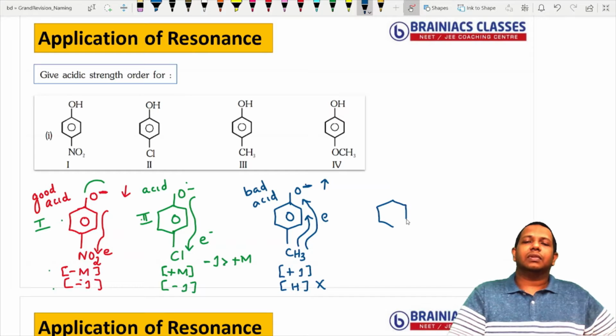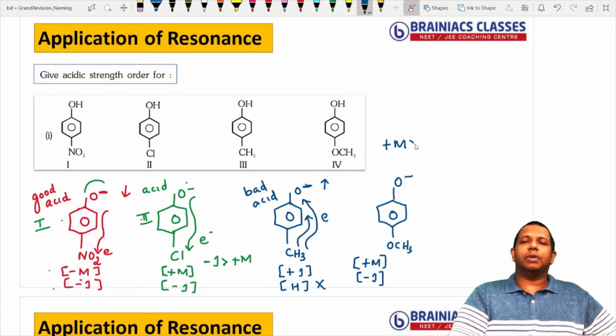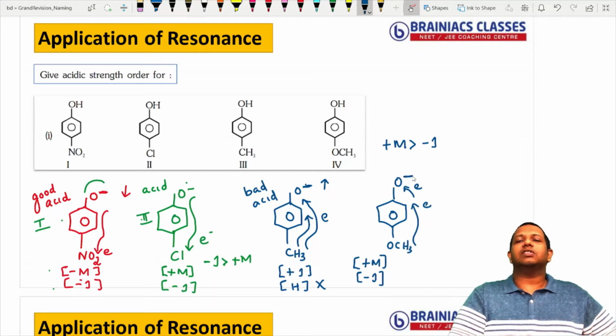Now next we have phenolic derivative. Okay. So you can see here in this phenolic derivative, after O minus you have OCH3. So OCH3 is methoxy, that is having what effect? Plus M effect. Also it has partial minus I. But we know that plus M is dominant over minus I. So what will happen? Plus M will donate electrons here. So the electron density on the minus charge keeps on increasing. So that means it becomes a bad acid.